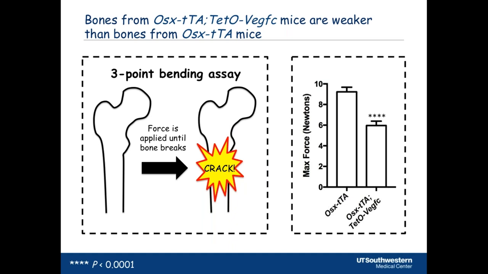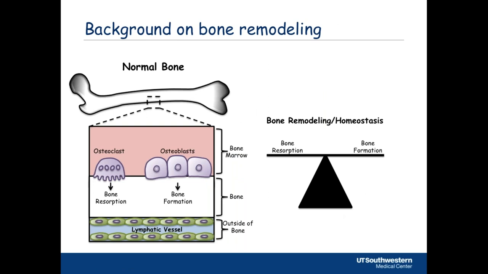We then wanted to determine whether these structural defects caused functional defects. To do that, we performed a three-point bending assay. This is an assay where force is applied to bones until the bones break. And what we found was significantly less force was required to break the bones from double transgenic mice than the single transgenic mice. So these data show that bones from our double transgenic animals are weaker than the bones from our single transgenic mice.